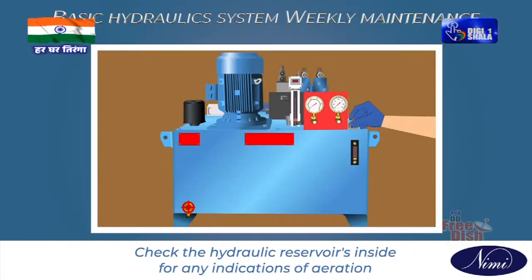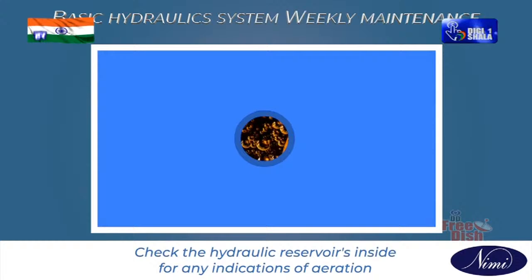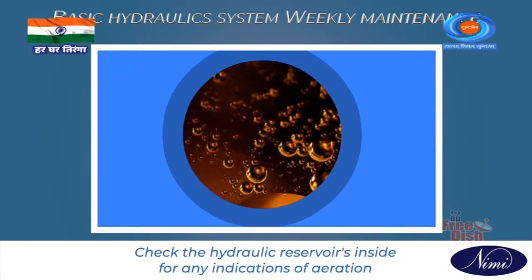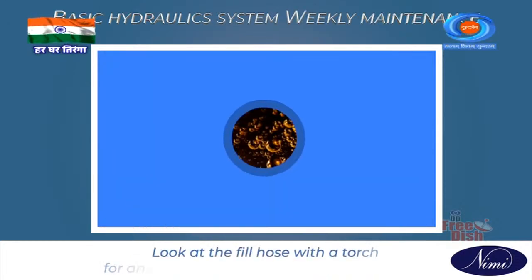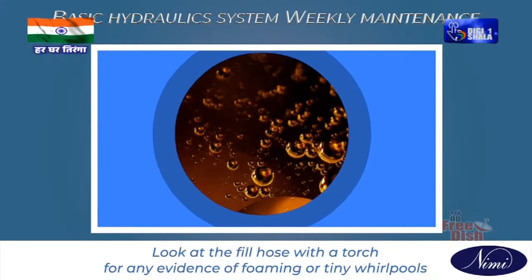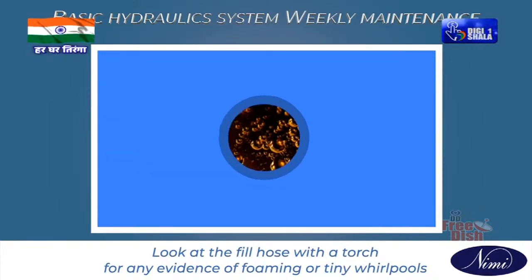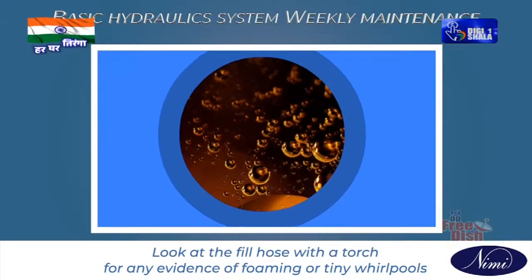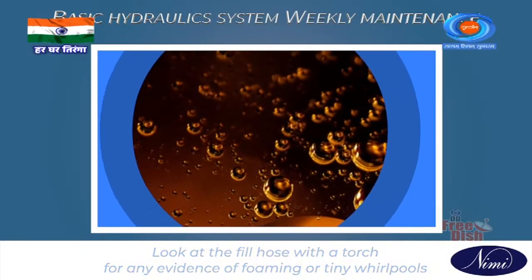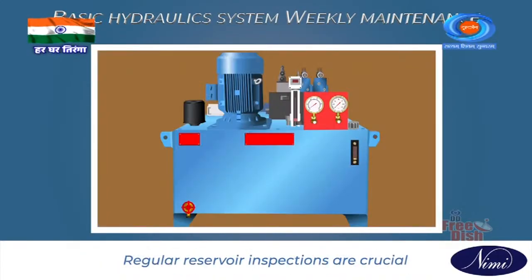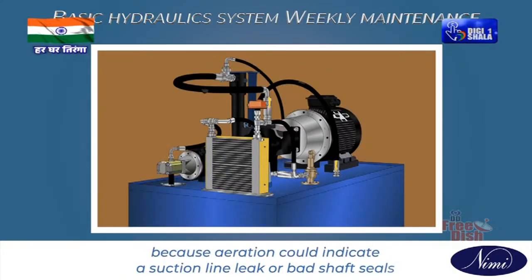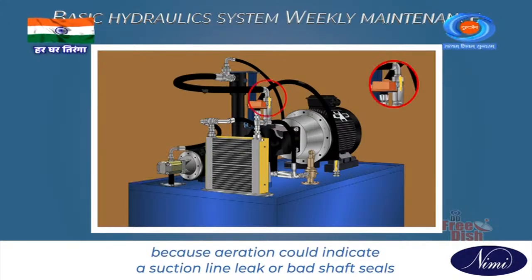Check the hydraulic reservoir's inside for any indications of aeration. Look at the fill hose with a torch for any evidence of foaming or tiny whirlpools. Regular reservoir inspections are crucial because aeration could indicate a suction line leak or bad shaft seals.